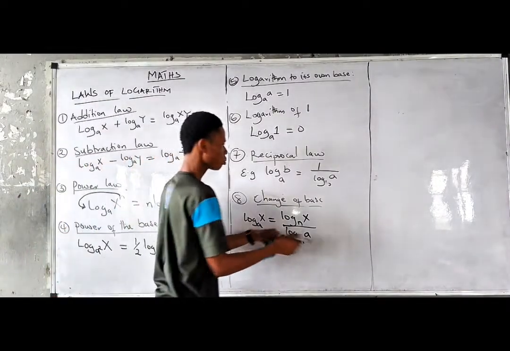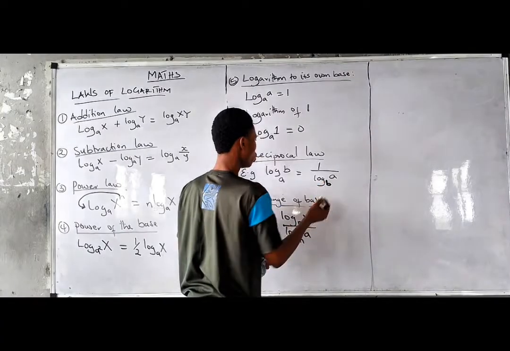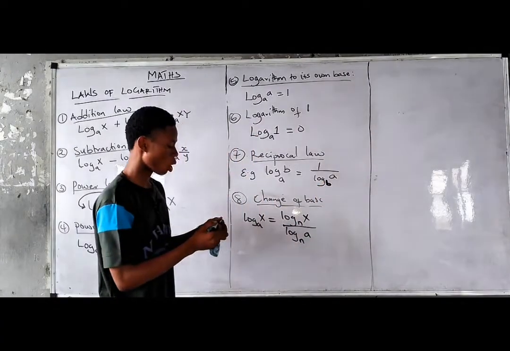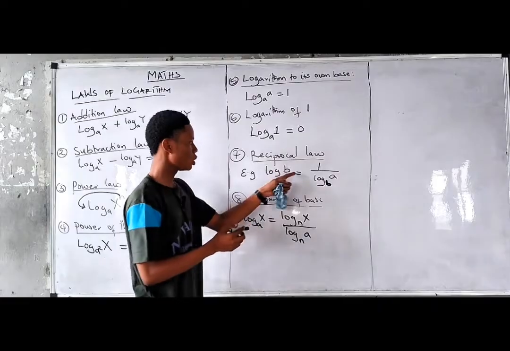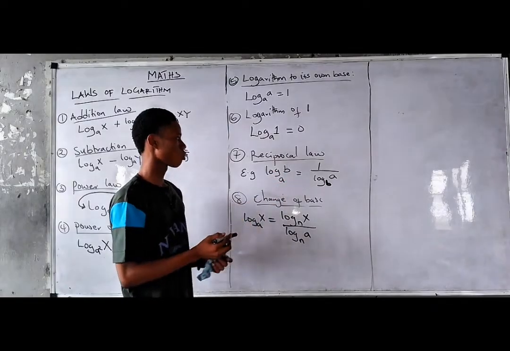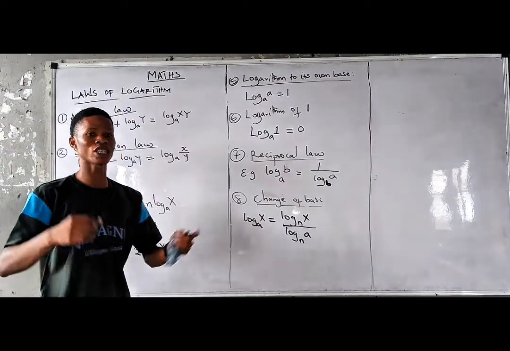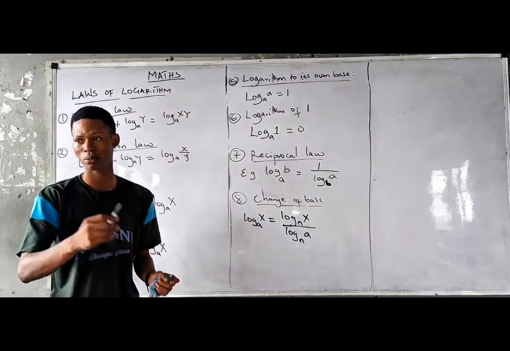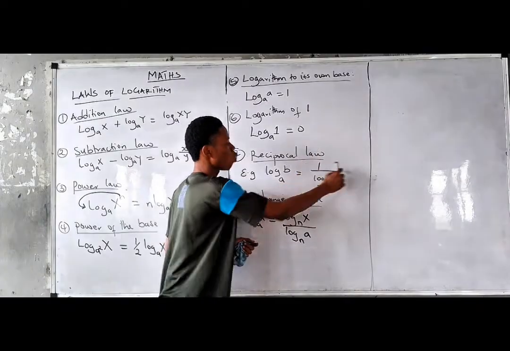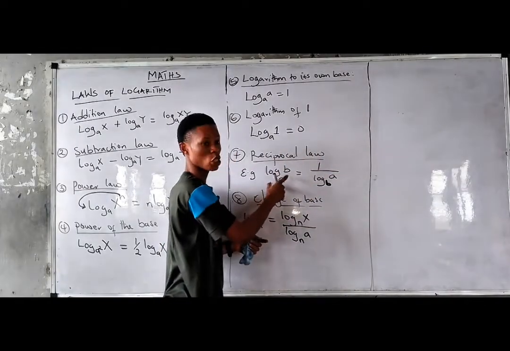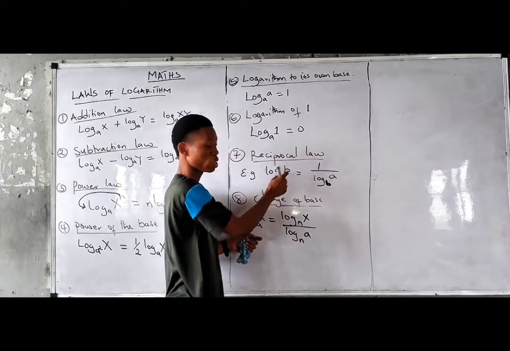Now the 7th one, reciprocal law. If you have something like this, log b in base a, and you are taking the reciprocal of this whole stuff, what you do is you interchange the number and the base. Like this, I'm taking 1 over. If I'm doing 1 over this, it does not remain the same again. You bring the base here, you bring the number here.